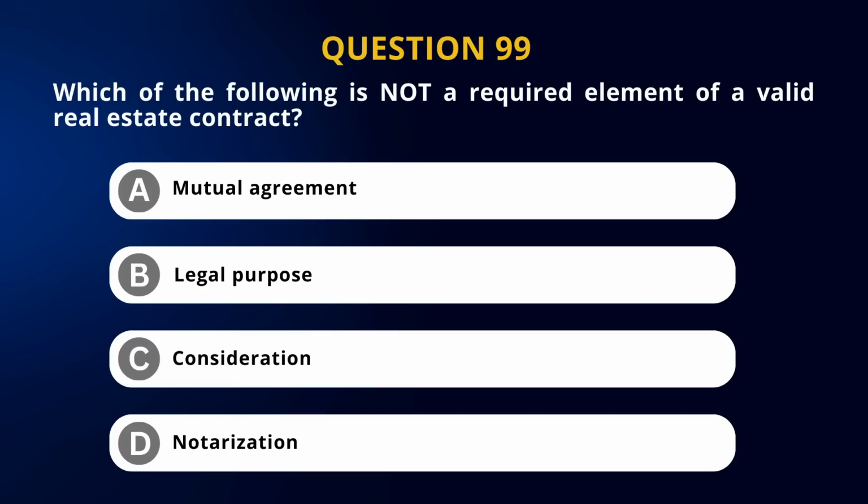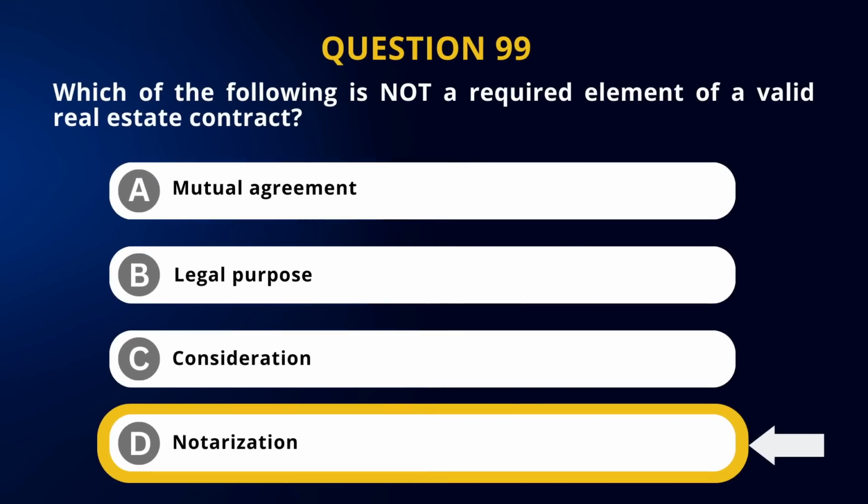Question number 99. Which of the following is not a required element of a valid real estate contract? Letter A, mutual agreement. Letter B, legal purpose. Letter C, consideration. Letter D, notarization. And the answer? Letter D, notarization.